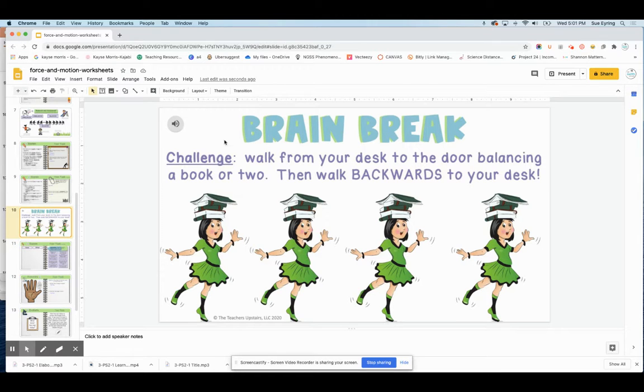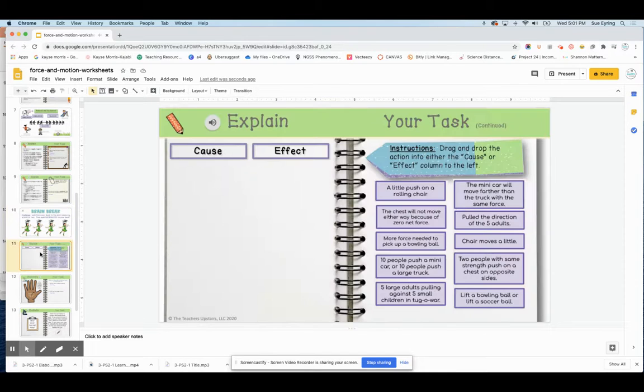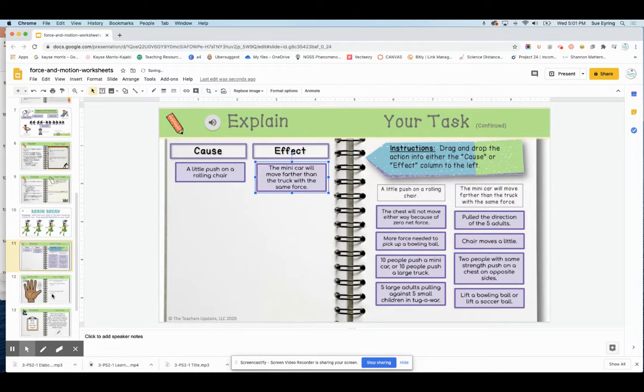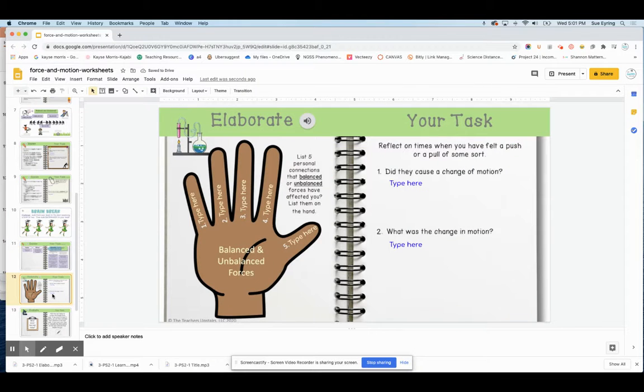If you'll notice that each of these lessons also comes embedded with an audio clip where students can click on, and then it will read the text aloud to them. Following the brain break is the last explain, and this gives them a task of, again, classifying the cause and effect. So they'll drag and drop in order to practice their knowledge.